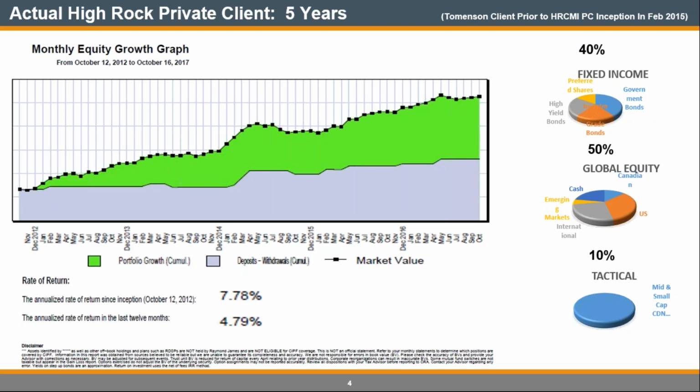However, it is our full intention that over the next few years, your portfolio will gradually begin to look like this one. Basically, we want to grow the green area, which represents portfolio growth above what you have deposited, which is the gray area. In this example, the green area has grown at a rate of 7.78% over the last 5 years or so after fees, and over the last 12 months at a rate of about 4.79%.